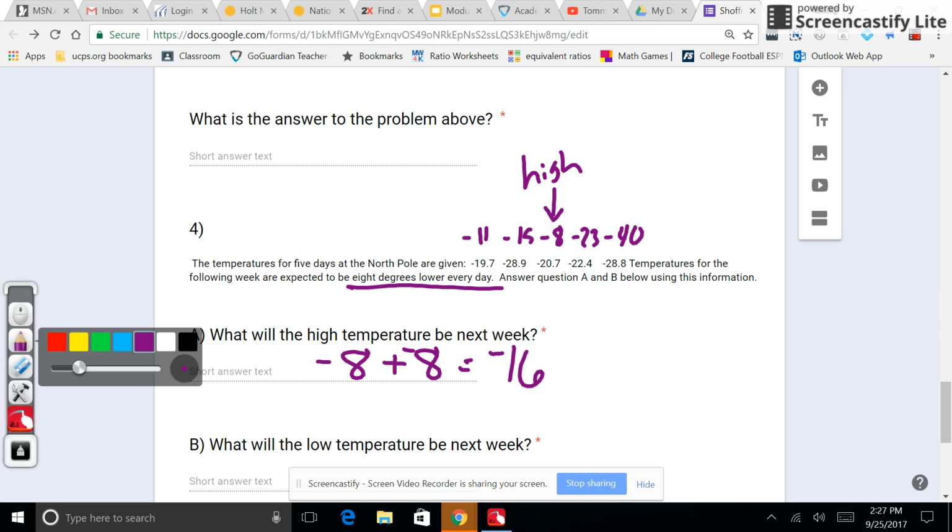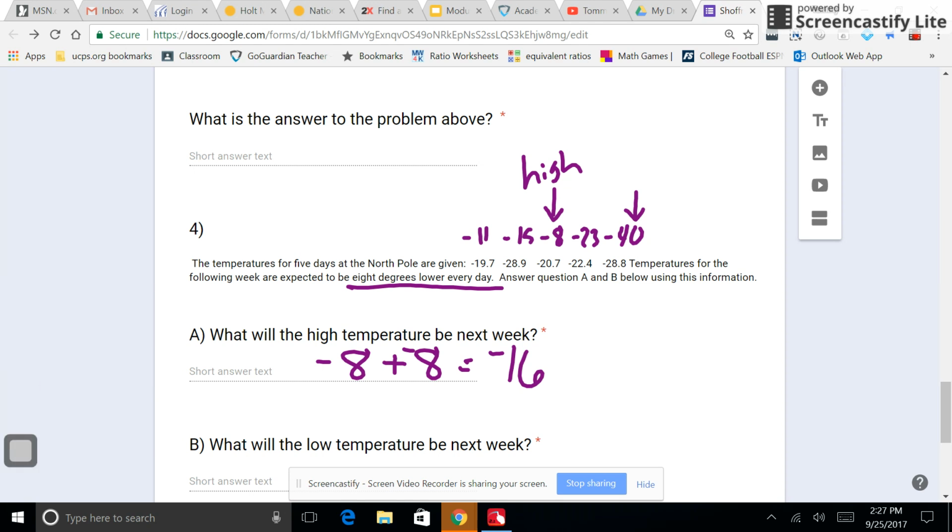The next one wants to know what the low temperature will be. Well, the coldest temperature is negative 40. So this is my low. So I'm sitting at negative 40, and it's going to be 8 degrees cooler. So I'm going to subtract 8 from that. So I'm going to add a line, change the sign. These two now match, so it will be negative 48. So the high temperature next week is negative 16, and the low temperature is negative 48.